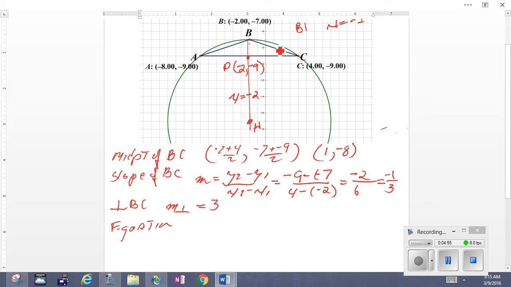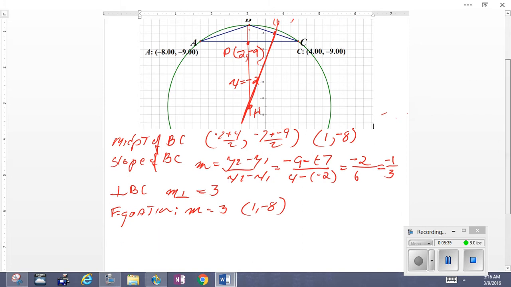Let's plot this point up here. We've got the point, which is 1, -8 as the midpoint, and we want the perpendicular bisector, so we can just sketch that in here. We want the equation of the line whose slope is 3, and it goes through the midpoint, which is 1, -8. Very important: that's why you found the midpoint, because we need the midpoint and we need the perpendicular slope.